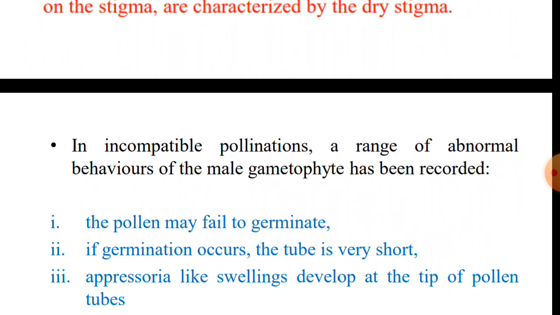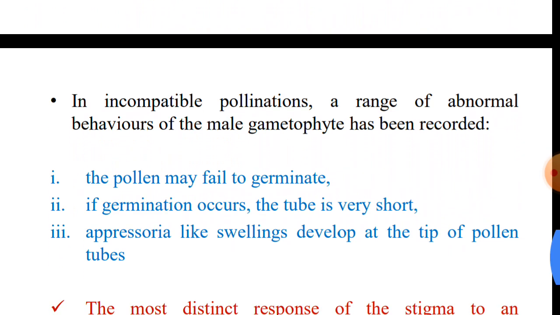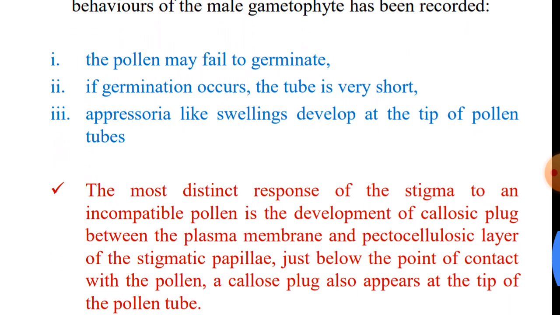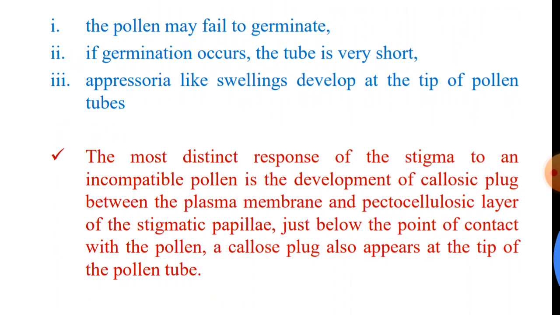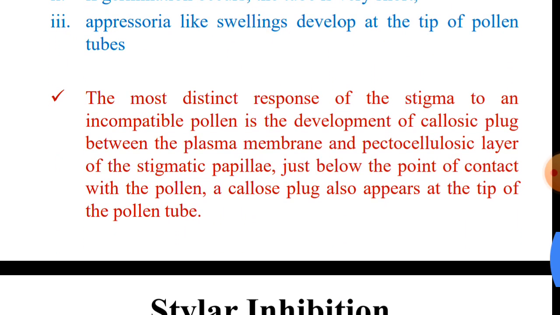In incompatible pollination, a range of abnormal behaviors of the male gametophyte has been recorded. The pollen may fail to germinate. If germination occurs, the tube is very short, or there is formation of appressoria-like swellings at the tip of the pollen tubes. The most distinct response of the stigma to an incompatible pollen is the development of a callose plug between the plasma membrane and pectocellulosic layer of the stigmatic papillae just below the point of contact with the pollen. A callose plug also appears at the tip of the pollen tube.